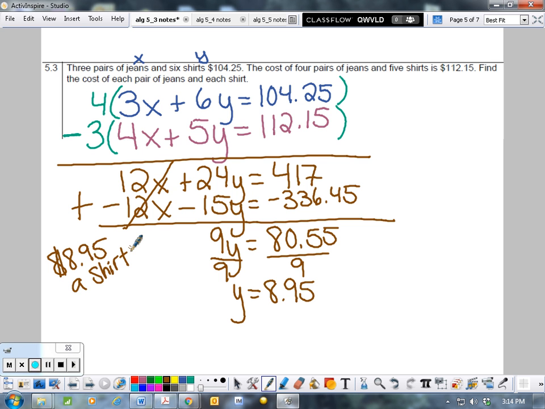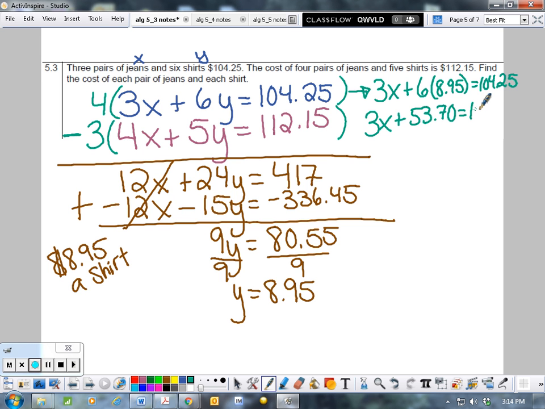So now I can go back to one of my original equations and figure out the cost of a pair of jeans. I'm going to go back to the original: 3 times x plus 6 times my new y, 8.95, is equal to 104.25. So now I'm going to do 8.95 times 6. So now I have 3x plus 53.70 is equal to 104.25. I subtract 53.70 from both sides.